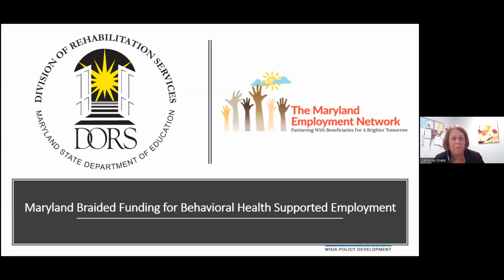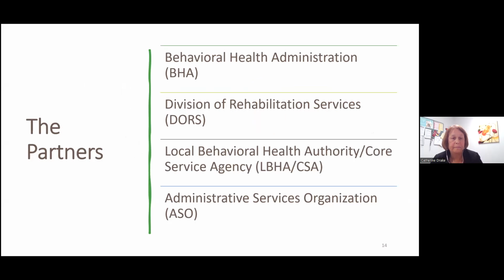Thanks, Vince. Okay. For the next few minutes, Stacy and I are going to talk to you about the Maryland braided funding for behavioral health supported employment. Next slide. So in Maryland, we have 4 partners: the Behavioral Health Administration, the Division of Rehabilitation Services, the local Behavioral Health Authority, our core service agency, which is responsible for approving the authorizations for services on the BHA side, and then the Administrative Services Organization. Next slide.